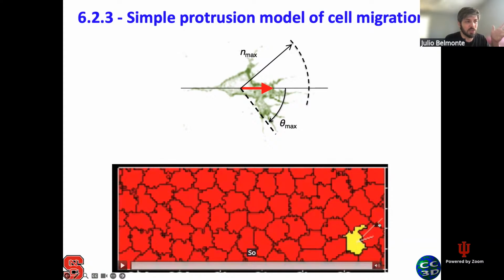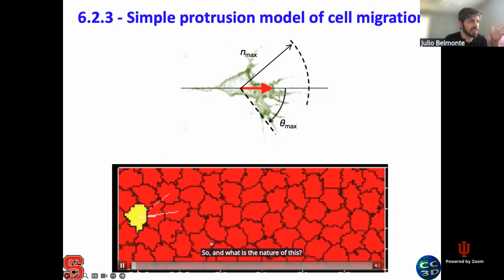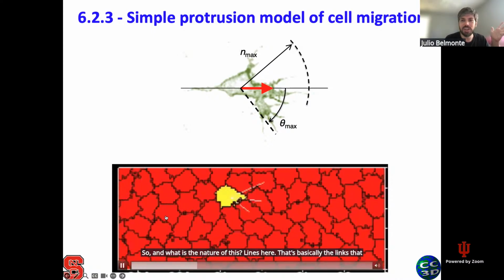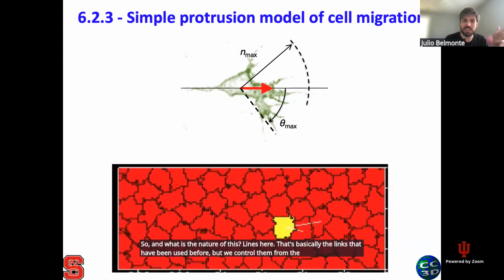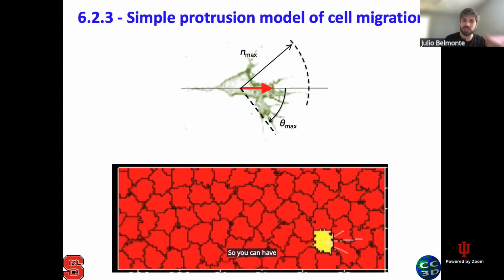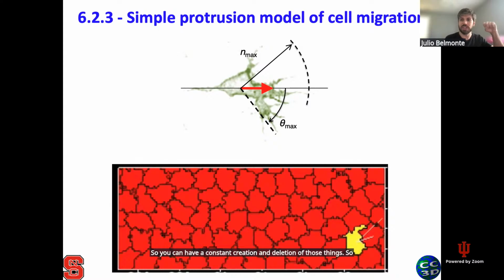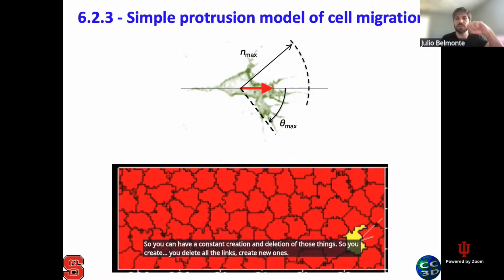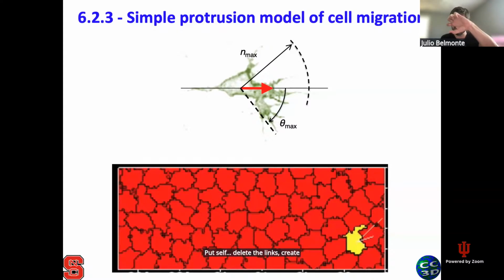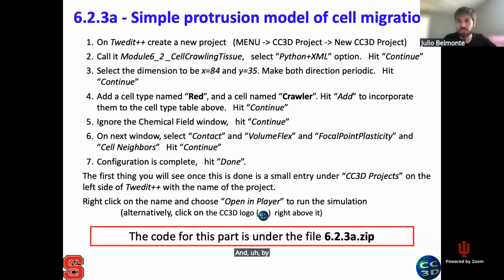What is the nature of these lines here? They're basically the links that we used before, but we control them from the Python level, so we can have constant creation and deletion of those. You delete the old links, create new ones, pull itself forward, delete the links, create new ones, pull itself forward, and so on. That's what we want to code. We're going to code this together, and by now I think you should already be very good at coding the simulation from scratch.